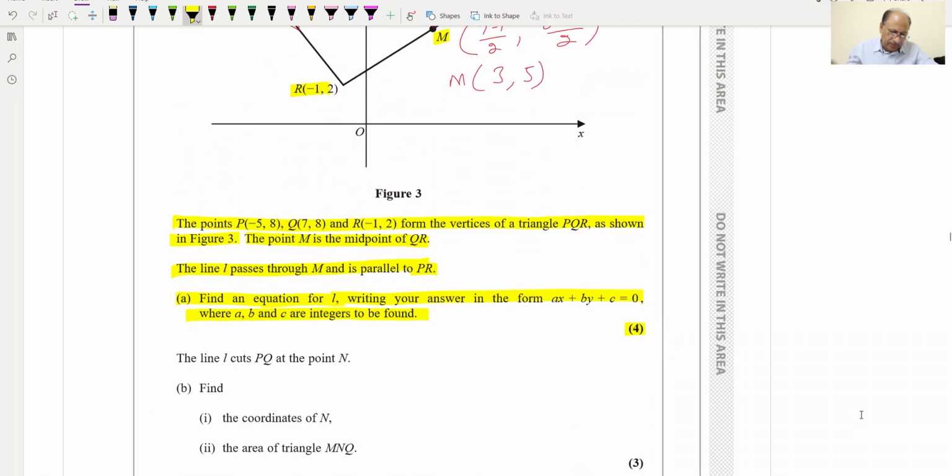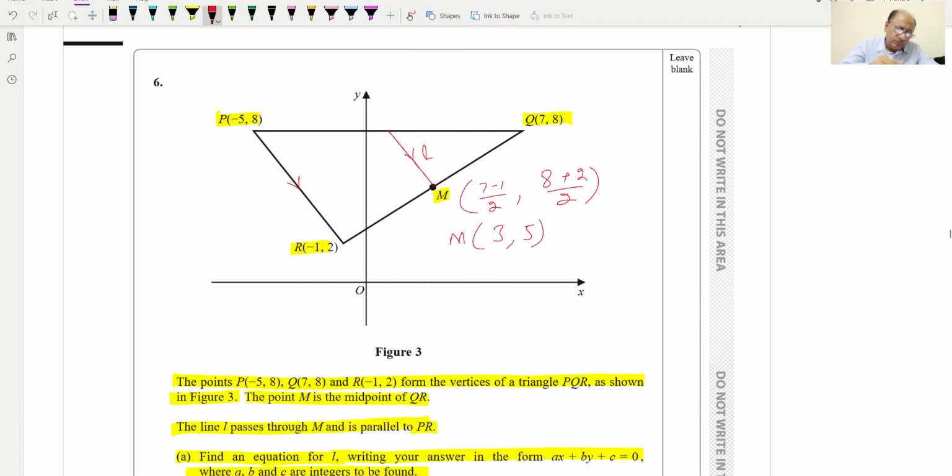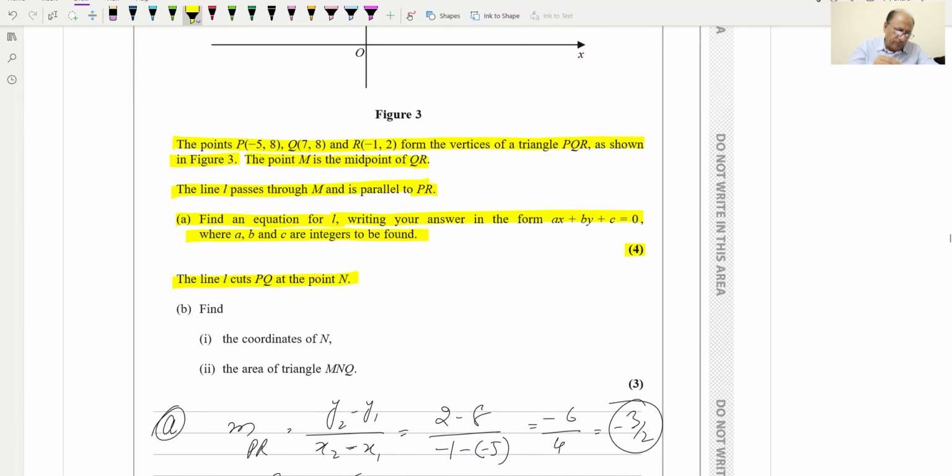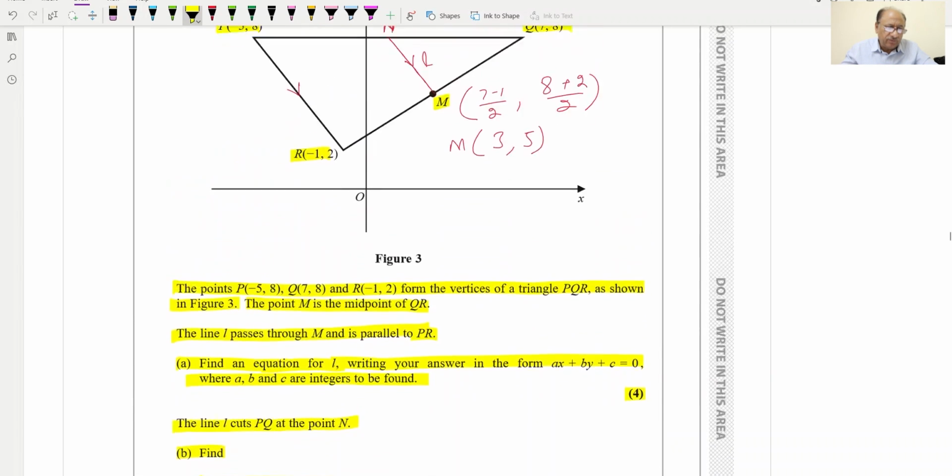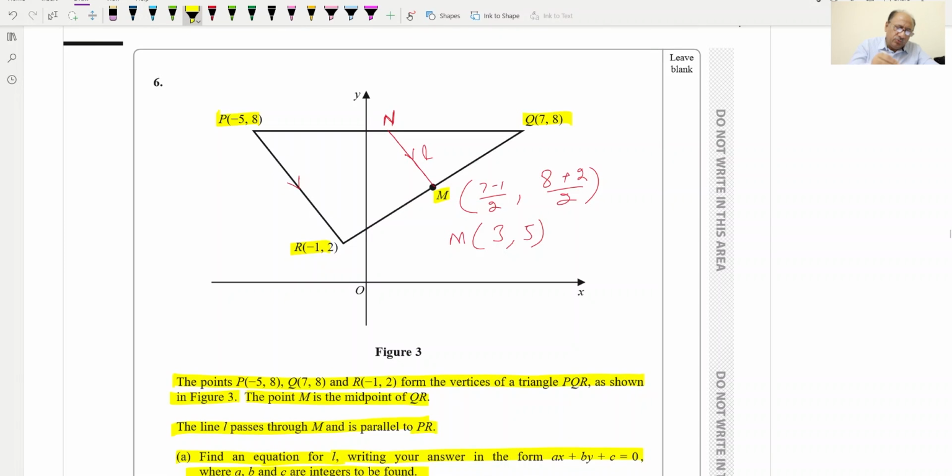Now for B part, they are saying the line L cuts PQ at point N. So this point is N basically, and we have to find, number one, the coordinates of N, and then the area of the triangle. So for coordinates of N, what is the y value? If you check for this whole line, y value is 8. So N will also have y value 8, because Q has y value 8, P also has y value 8. So y value will be 8.